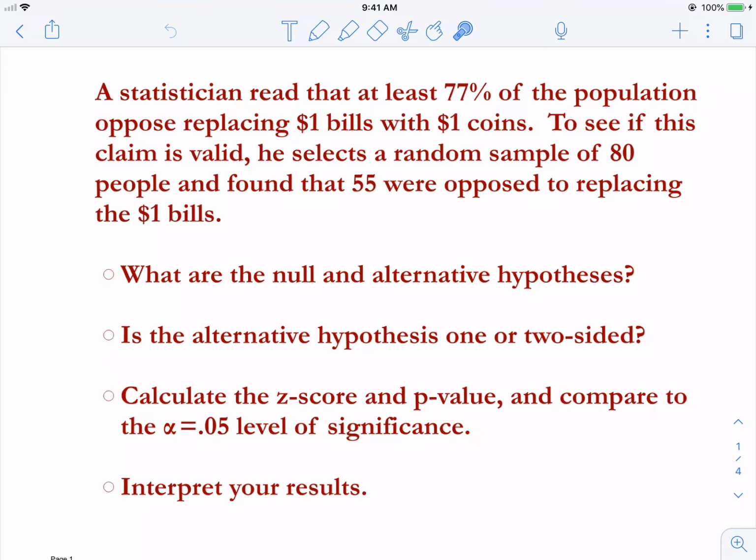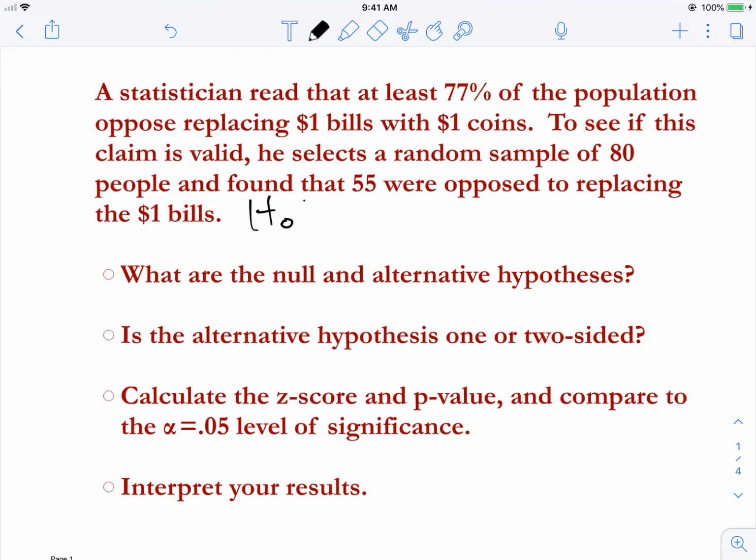So let's take a look at our first problem here, which is the proportion. It says a statistician read that at least 77% of the population oppose replacing $1 bills with $1 coins. To see if this claim is valid, he selects a random sample of 80 people and found that 55 were opposed to replacing the $1 bills. And we start by identifying the null and alternative hypotheses.